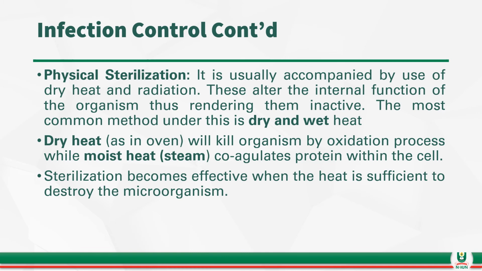What do we mean by physical sterilization? Physical sterilization is usually accomplished by the use of dry heat and radiation. This alters the internal function of the organism, thus rendering it inactive. The most common methods under physical sterilization are dry and wet heat. What do we mean by dry heat? This is done by the use of an oven, which kills organisms by oxidation, while moist heat, that is by steaming, coagulates protein within the cell. Sterilization becomes effective when the heat is sufficient to destroy the microorganisms.